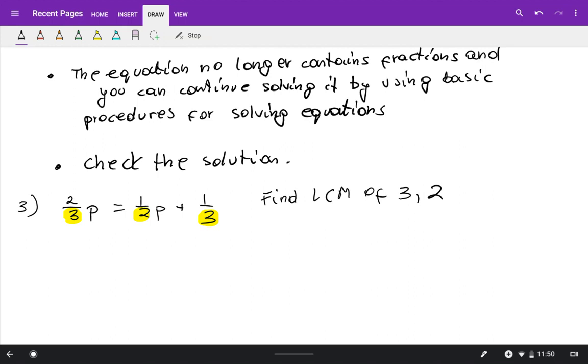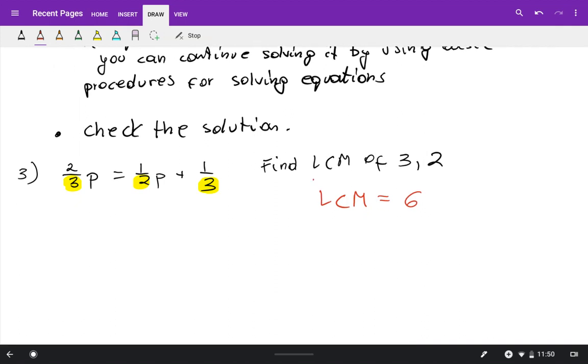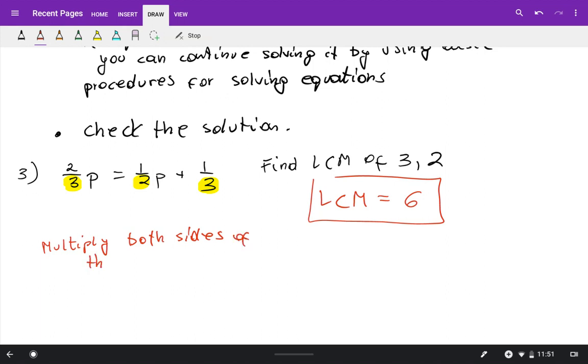Since 3 repeats here, we don't list it twice. Lowest common multiple means a number which can divide 3 and 2. The lowest number which can divide 3 and 2 will be 6. 6 can divide 3 and 6 can divide 2. When you find that LCM, next you're going to multiply both sides of the equation by LCM, by 6 in our case.